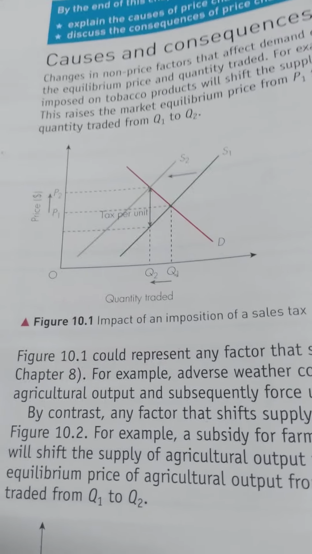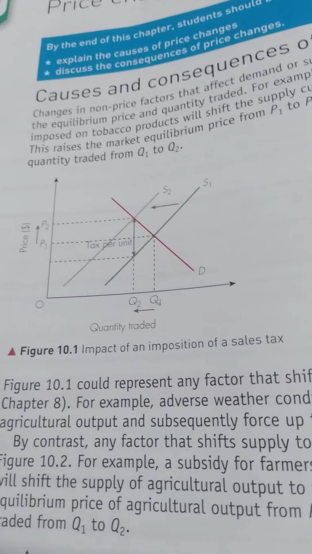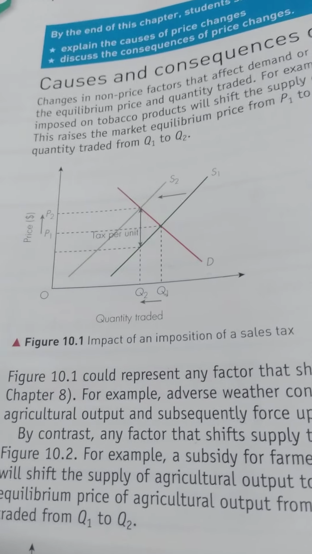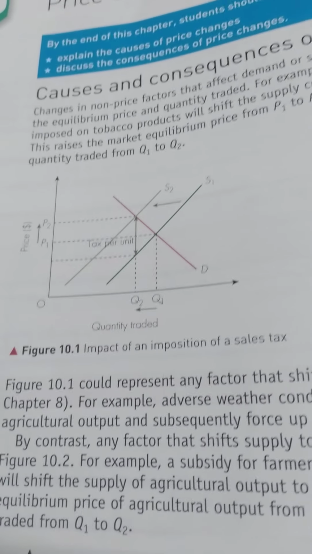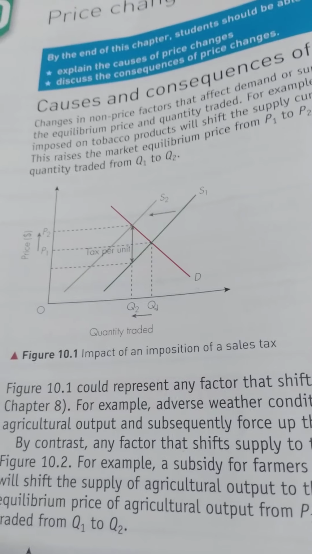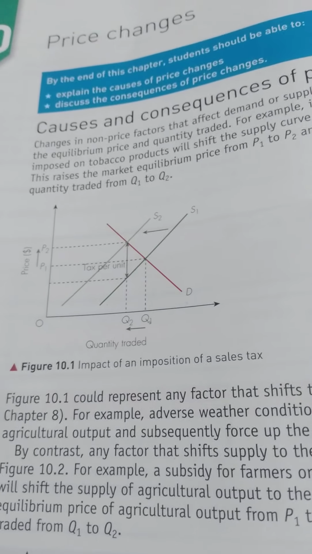So okay, what happens when these determinants change? Remember, weather, time, all are supply determinants except price. We are not going to talk about the price determinant. The demand has 6, supply has 5, I think.